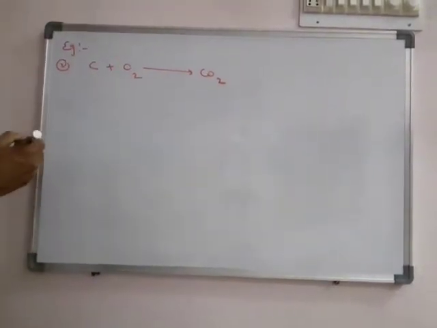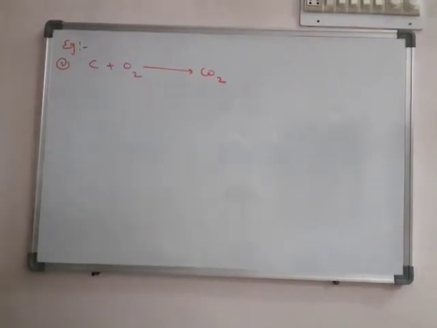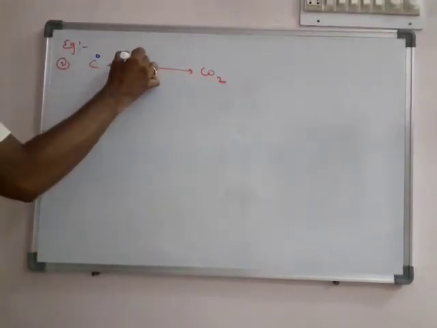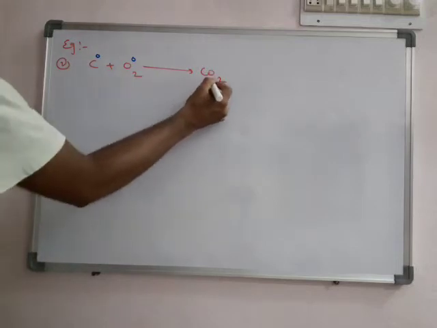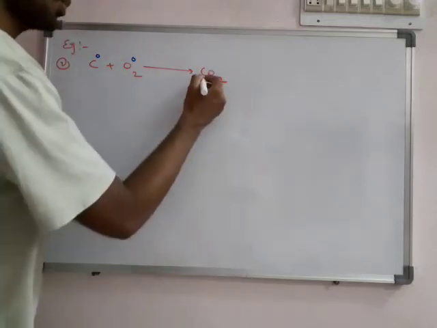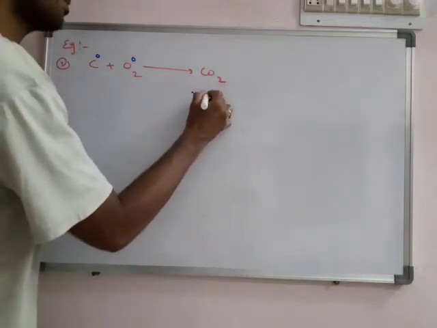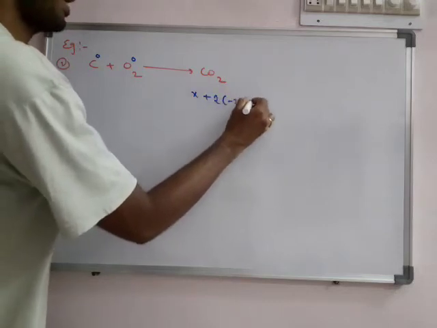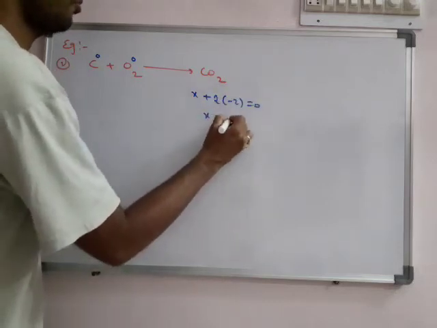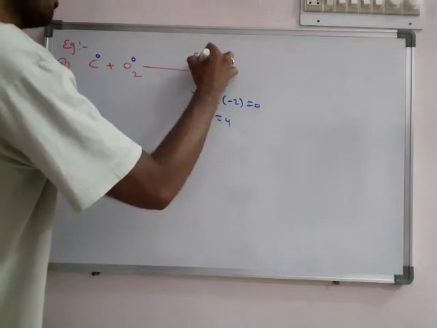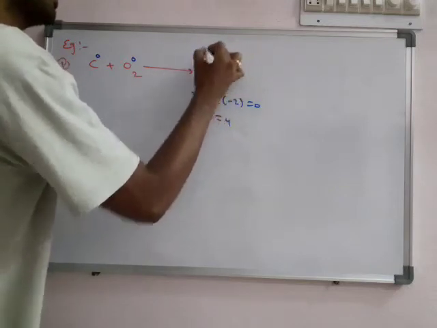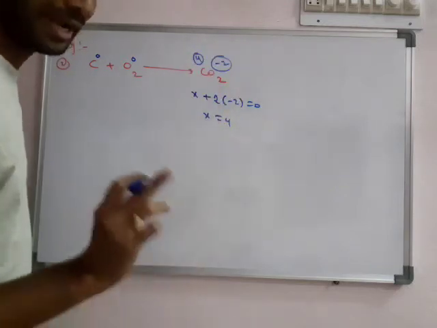Now what is the carbon oxidation number? 0, because it is in elemental form, so automatically 0. What is the oxygen oxidation number? It's -2. So then carbon will get x plus 2 into -2 overall 0, x equal 4. Means carbon oxidation number 4. Oxygen, each oxygen having oxidation state -2.